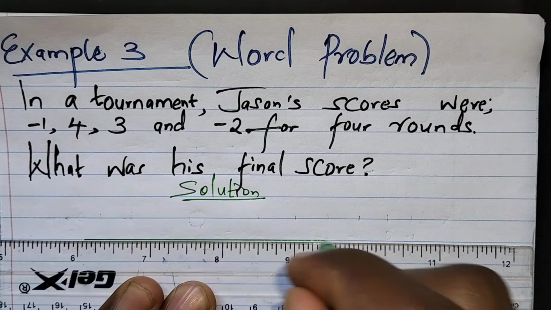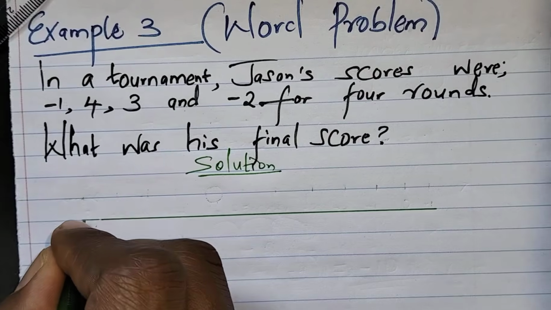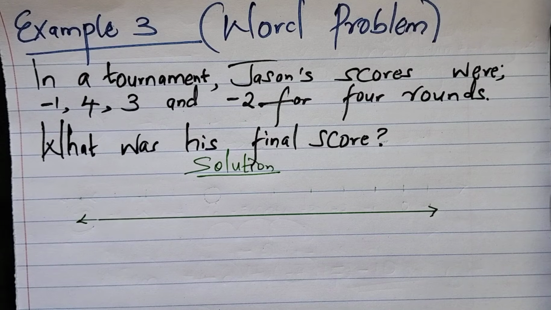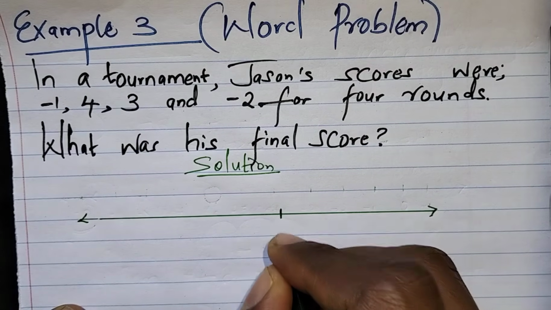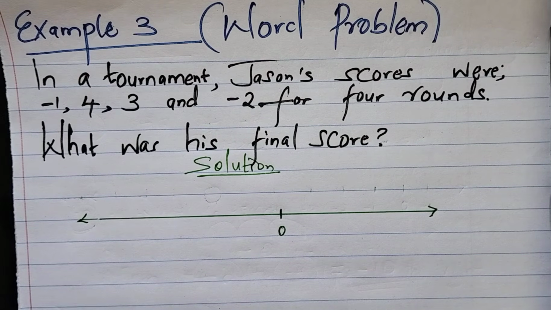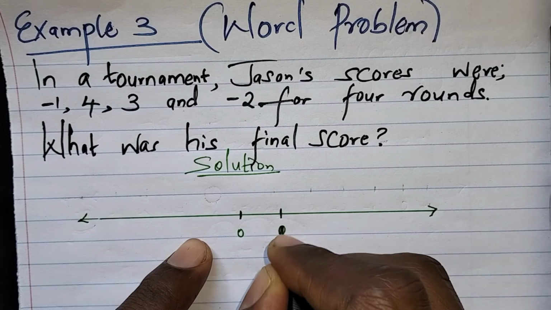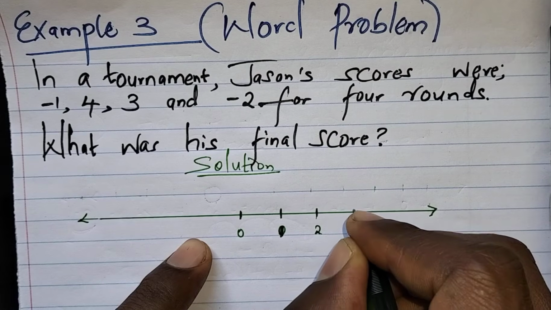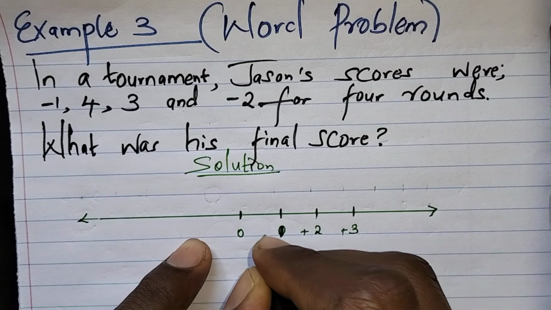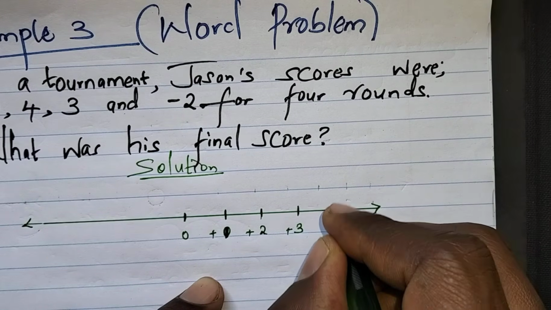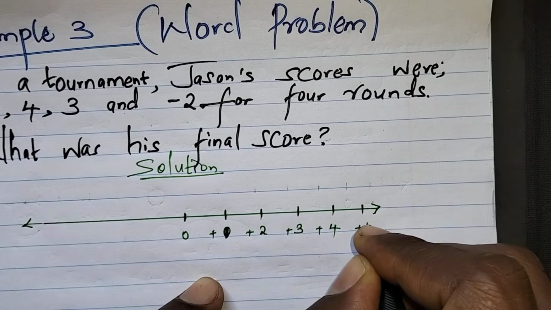So I will draw a number line like this, then ensure that it has arrows on both ends. And yes, I need to stand at negative 1. Let me put 0 here. Let's say 0 is here, then it means 1 is here, 2 is here, 3 positives. These are positive numbers because they are towards the right of the number line. And of course 4 is right here, positive 4, and maybe positive 5 here.